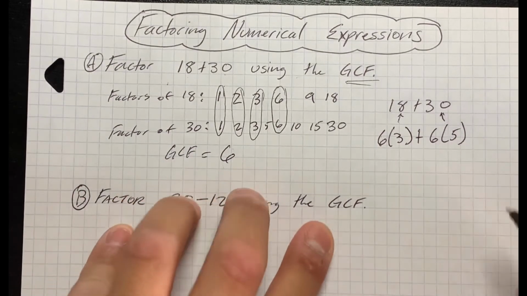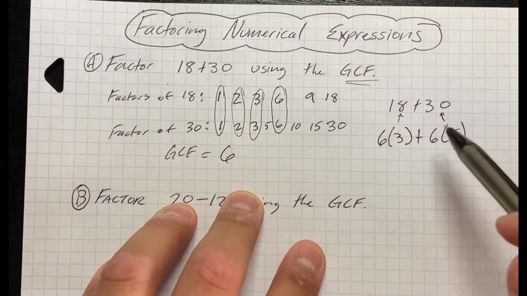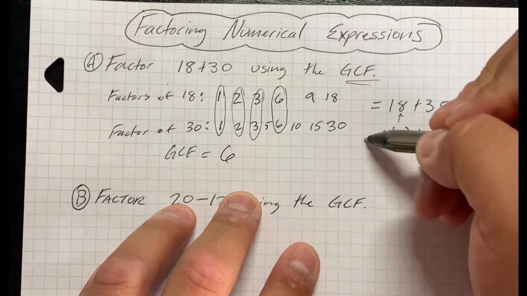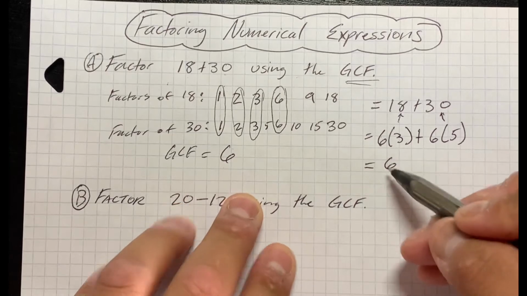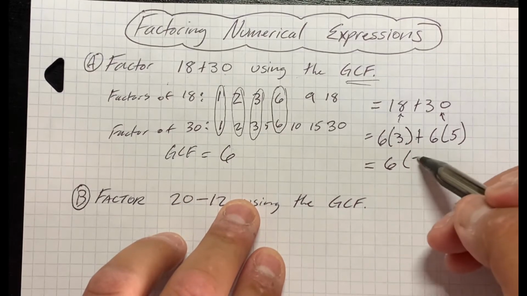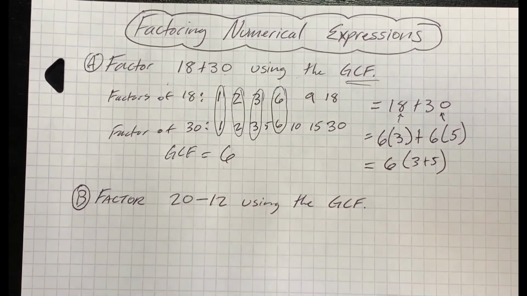And then from here, we rewrote the expression using the greatest common factor. Now we want to write it with the distributive property. So again, 6 is here, the greatest common factor. And look at this, it's going to be 3 plus 5. So 3 plus 5, there you go. So there you go, my friends. You just factored a numerical expression using the greatest common factor.